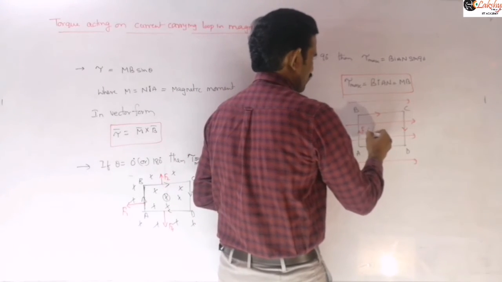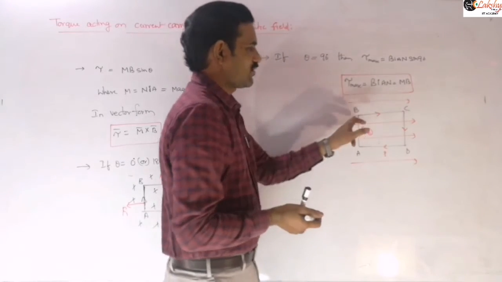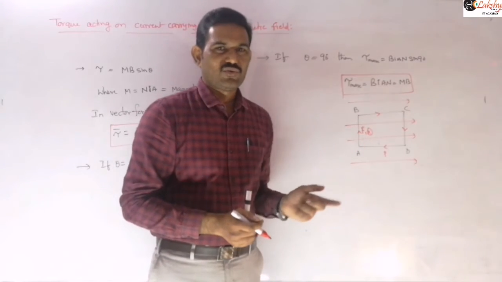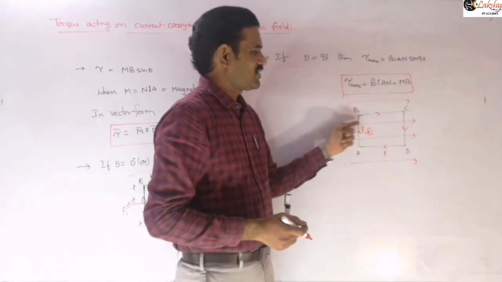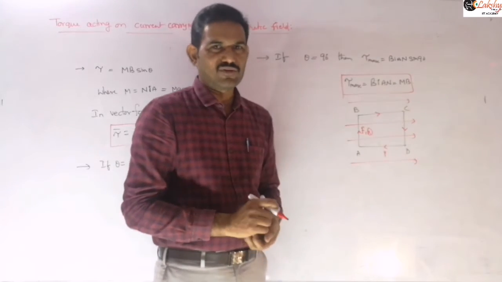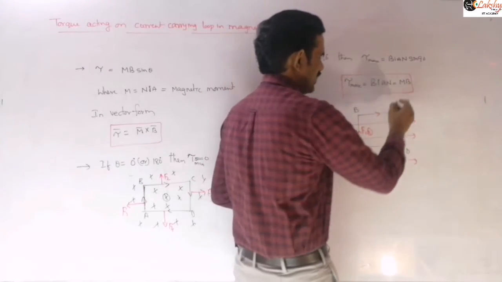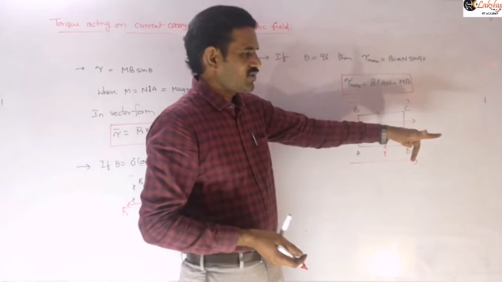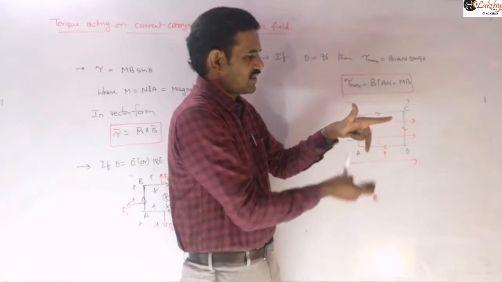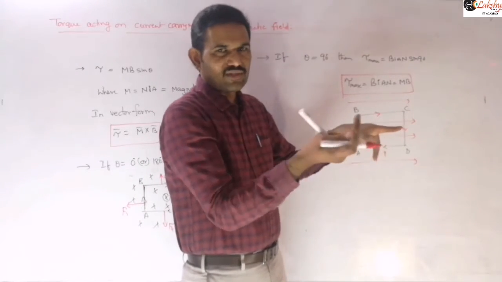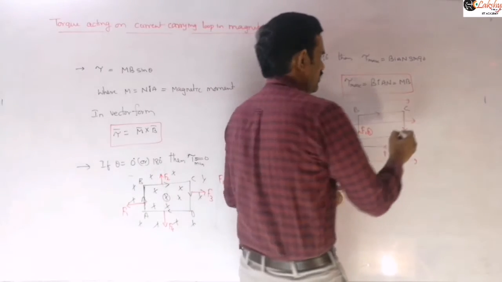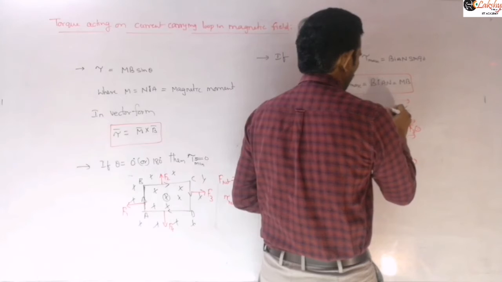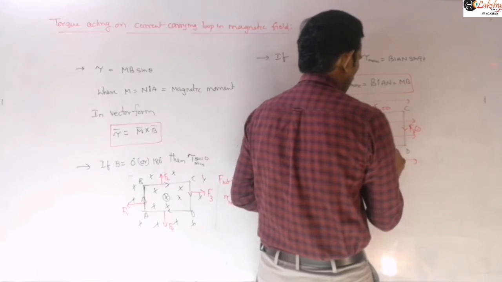So F1 is into the plane. And now what is the force acting on BC? It will be 0, because B bar and L bar are parallel to each other, so no force acts on this. And on CD, if I consider, you will get the force out of the plane here. Field is along this direction and current is there like this, so F3 will be out of the plane. So F2 is equal to 0 and F4 is also equal to 0.